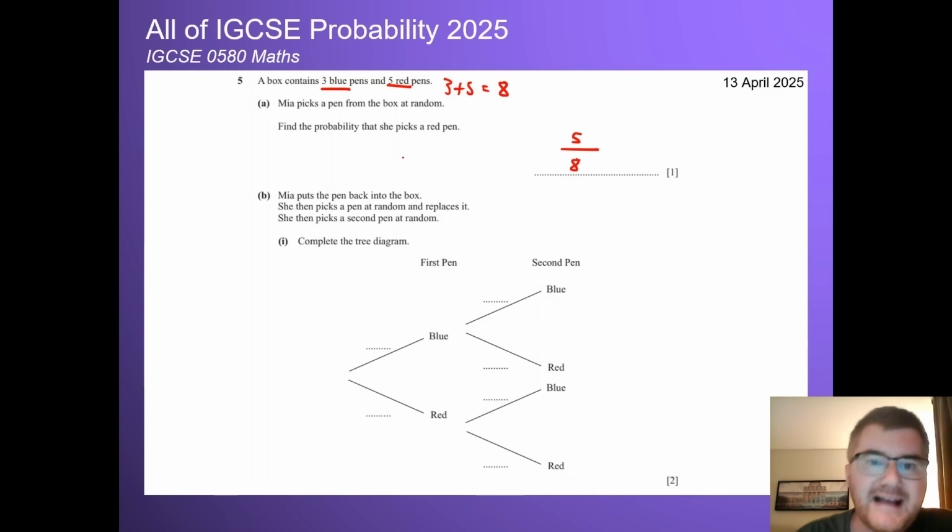Mia puts the pen back into the box. She then picks a pen at random and replaces it. Then picks a second pen at random.